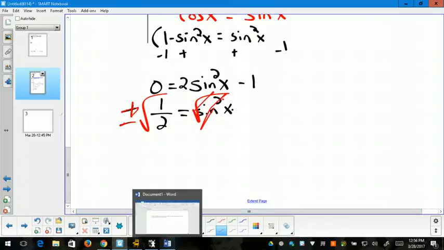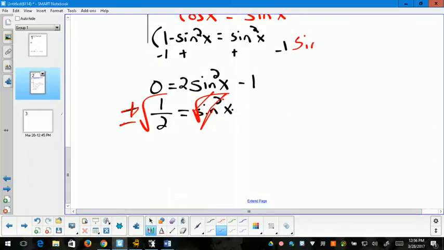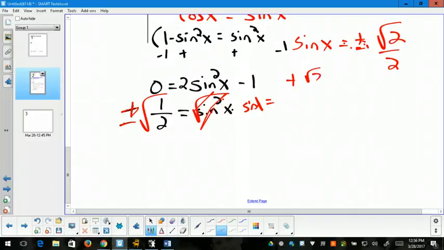Right. So now I have sine of x equals plus or minus square root of 2 over 2. Well, that's easy. So sine of x equals positive square root of 2 over 2, or sine of x equals negative square root of 2 over 2. Now we're going to take a look at what answers we get with this.